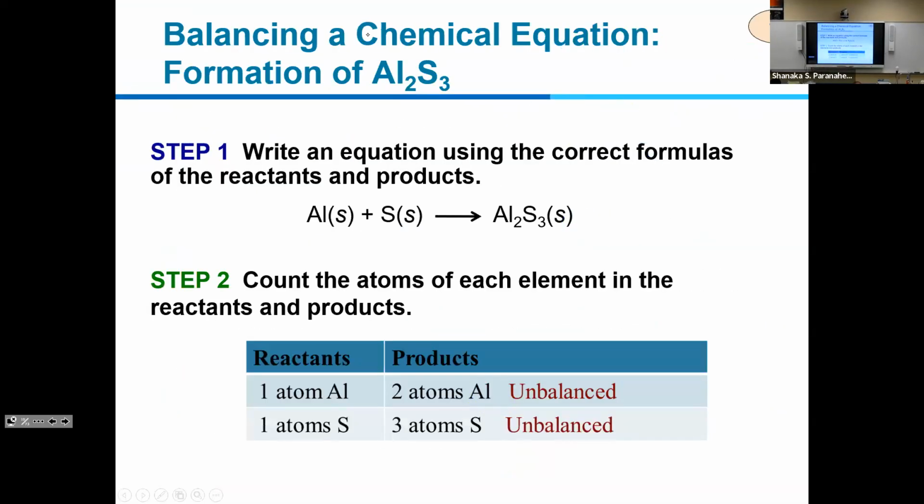So we finish this slide. Okay, so this is a simple reaction. Now we can see aluminum and sulfur produce aluminum sulfide. So this is the ionic compound. That formula is fixed. So that formula comes from the charges of aluminum and sulfur.